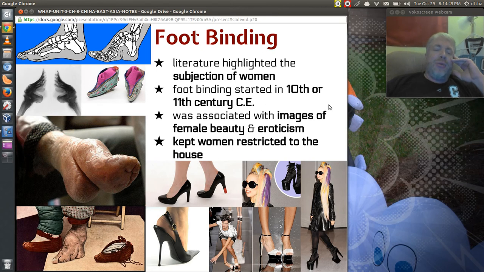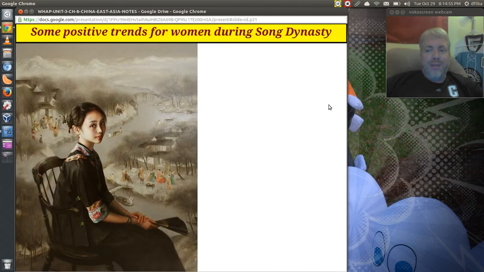But they kept women restricted to the house. Obviously, you're not going to run around with feet looking like that. That's absolutely gross. I can't look at that anymore. There you go. This is a little better to look at. Here's a painting that kind of depicts a little bit of what things looked like during the Song Dynasty.